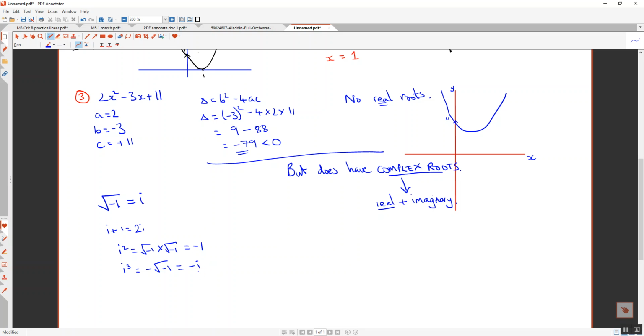So there's going to be a little pattern to this. Are you with me? What about i to the 4?